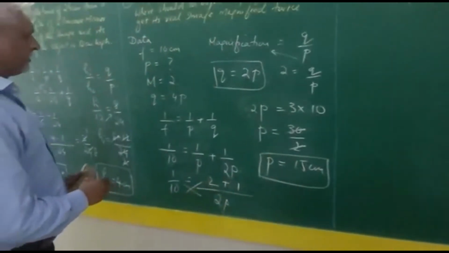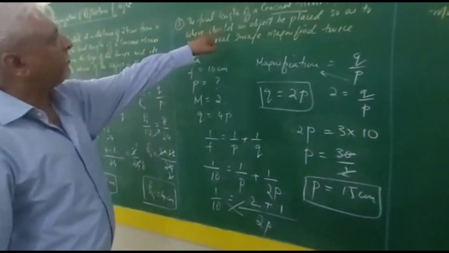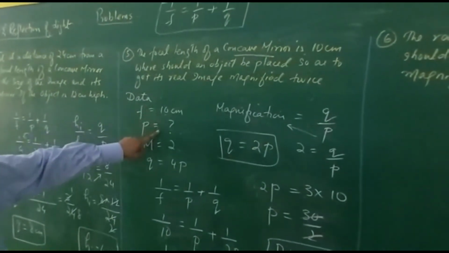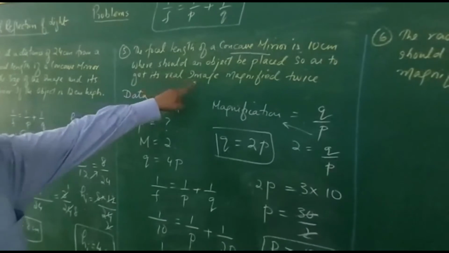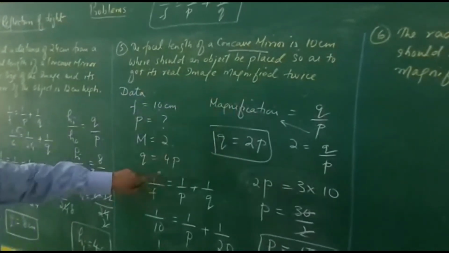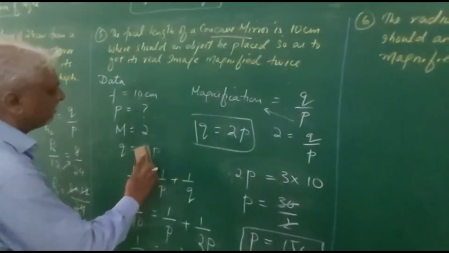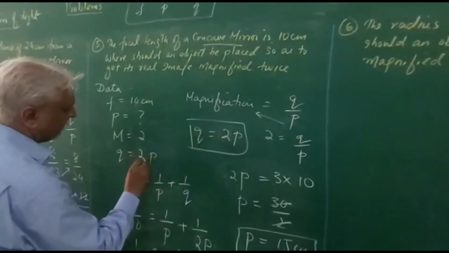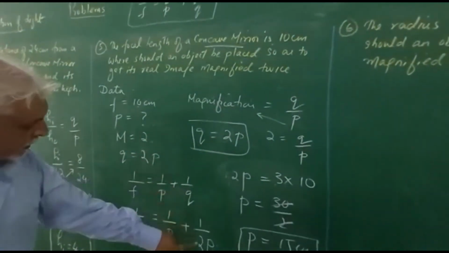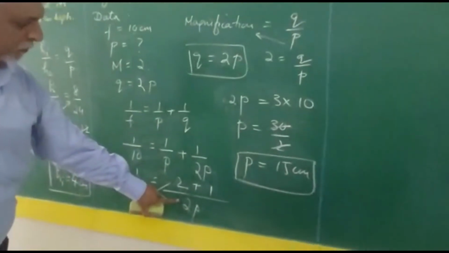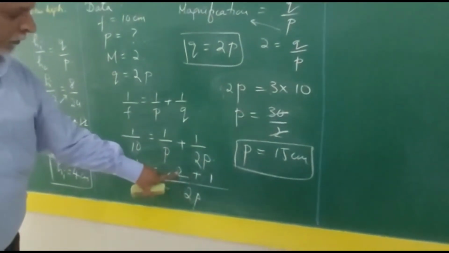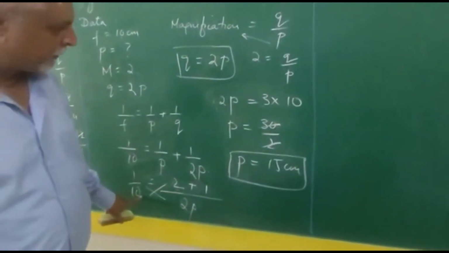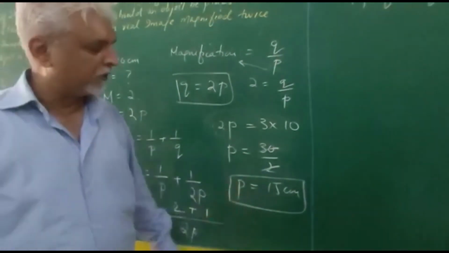So that's your answer. The focal length of a concave mirror is 10 centimeter. Where should an object be placed? p you need to find, so that its real image is magnified twice. Magnification is twice, so q is equal to 2p. You substitute the value of q as 2p. The LCM is 2p. p will go into 2p twice. 2 plus 1, 3. 3 times 10 is 30. 30 divided by 2 will give you 15 centimeters.